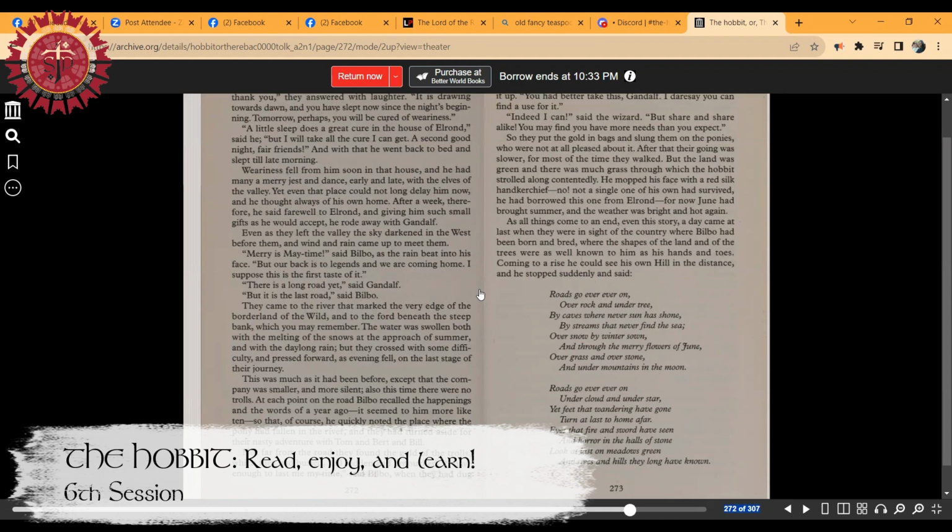This was much as it had been before, except that the company was smaller and more silent. Also, this time there were no trolls. At each point on the road, Bilbo recalled the happenings and the words of a year ago. It seems to him more like ten, so that, of course, he quickly noted the place where the pony had fallen in the river, and they had turned aside for the nasty adventure with Tom and Bert and Bill.